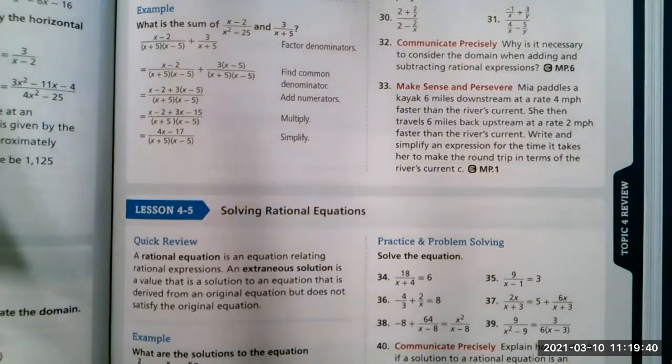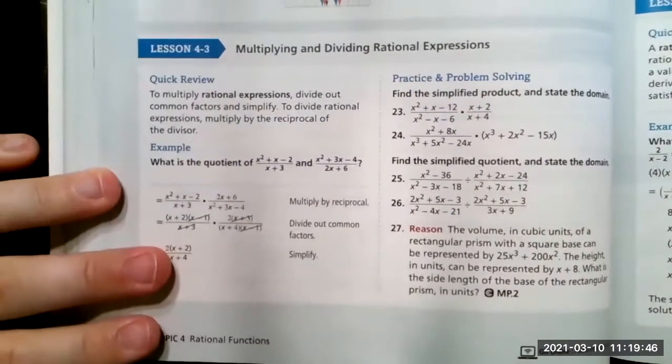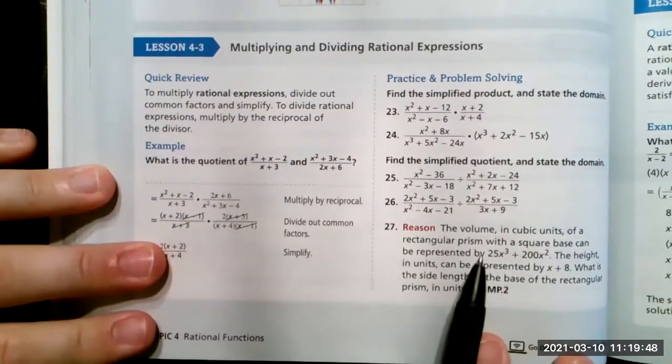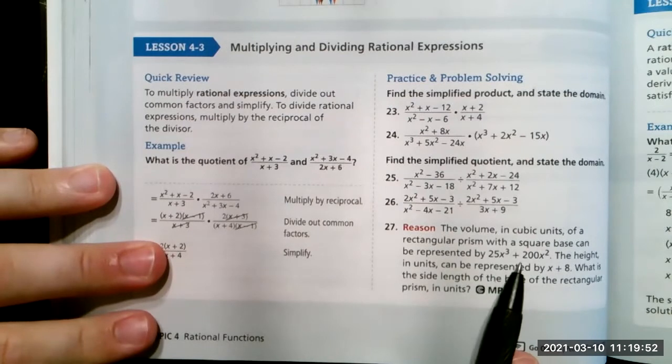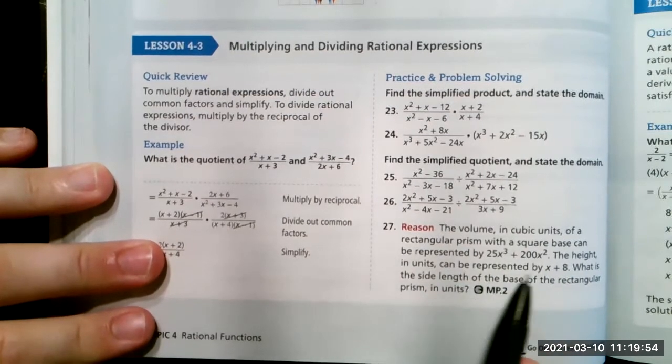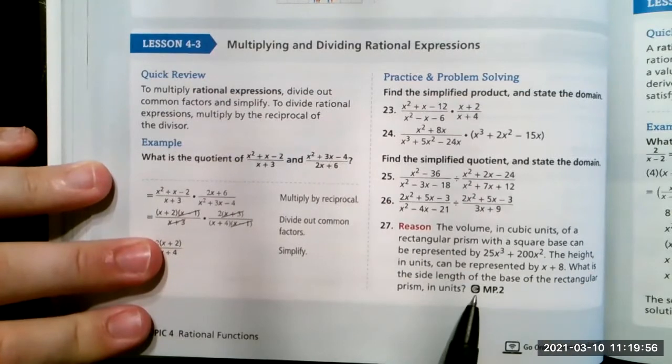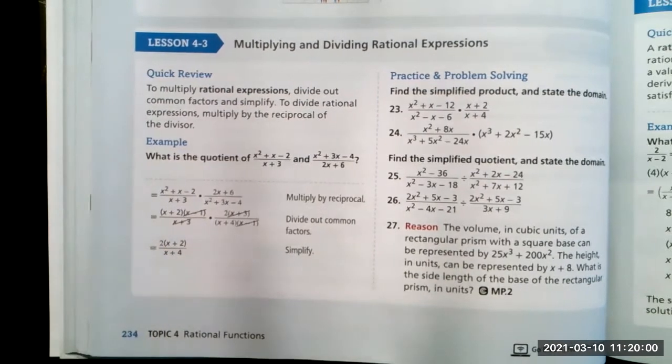For 27, let me go ahead and put this on the screen. The volume in cubic units of a rectangular prism with a square base can be represented by this. The height can be represented by x plus 8. What is the side length of the base of the rectangular prism in units?